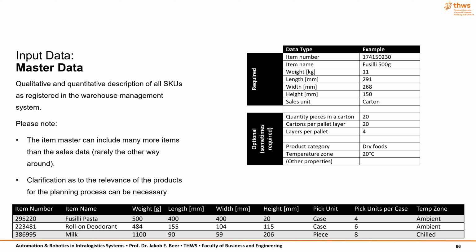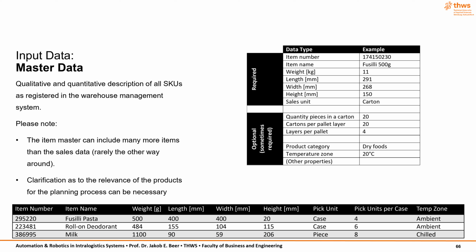As such, it's often necessary to work with the client to clarify which products are still relevant for the planning process. Understanding which SKUs are active, which are frequently picked, and which are essentially obsolete helps avoid misleading results, especially when simulations or capacity calculations are involved.